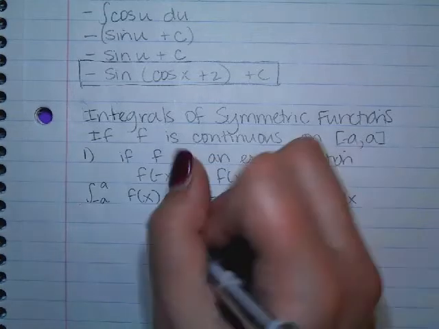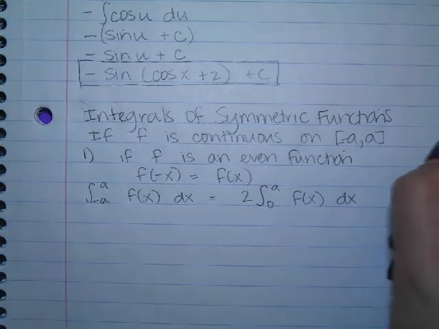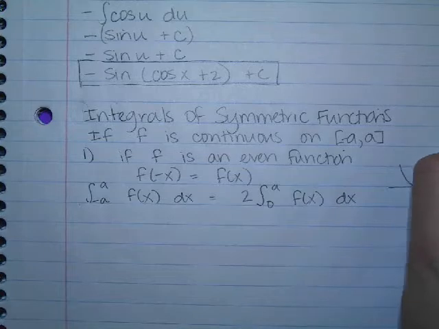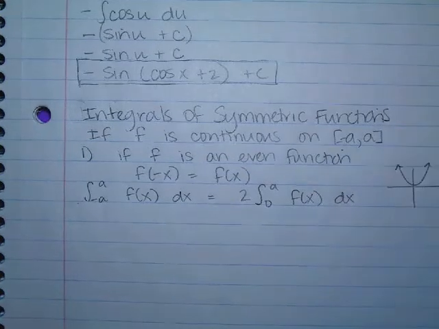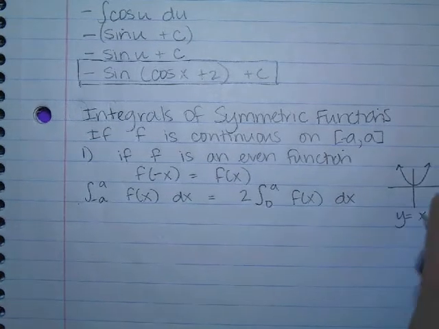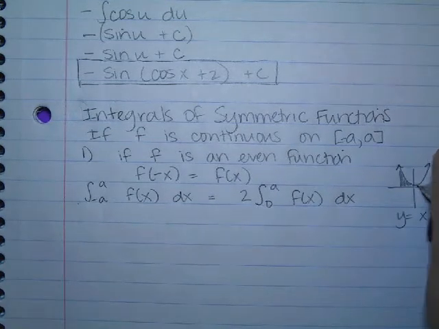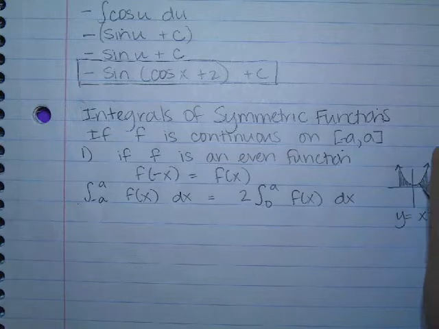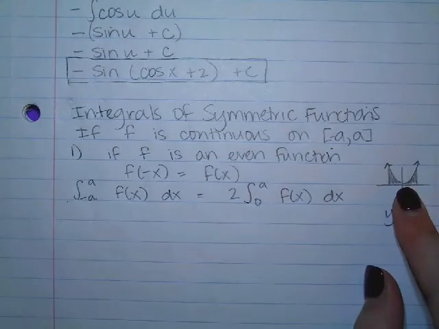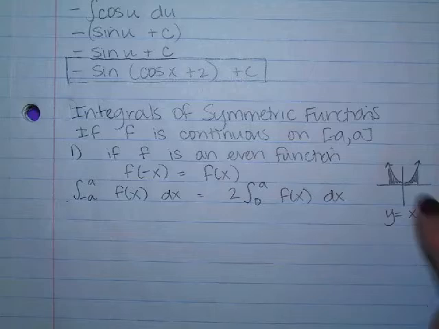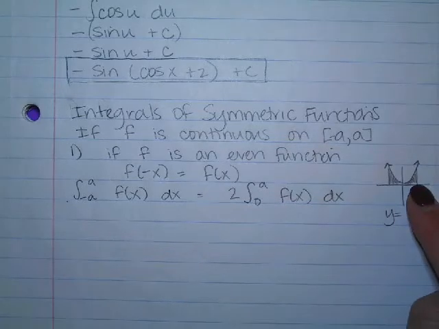So for example, we're going to go ahead and draw a parabola. If you wanted the area under the curve from -2 to 2, you don't actually have to find the area from -2 to 2. You could just find the area from 0 to 2 and then double the area.